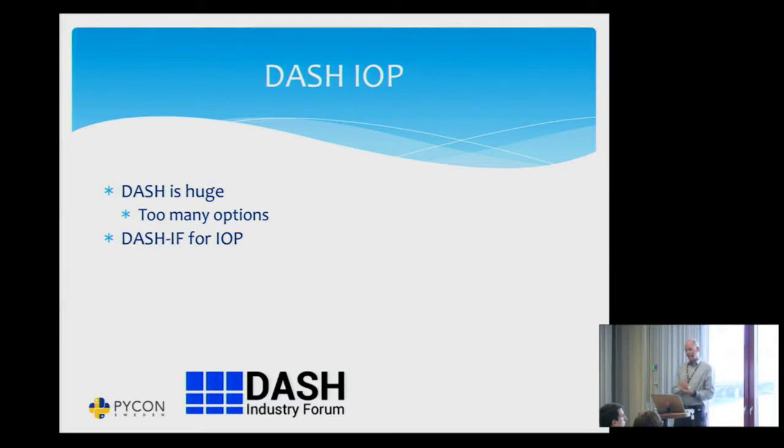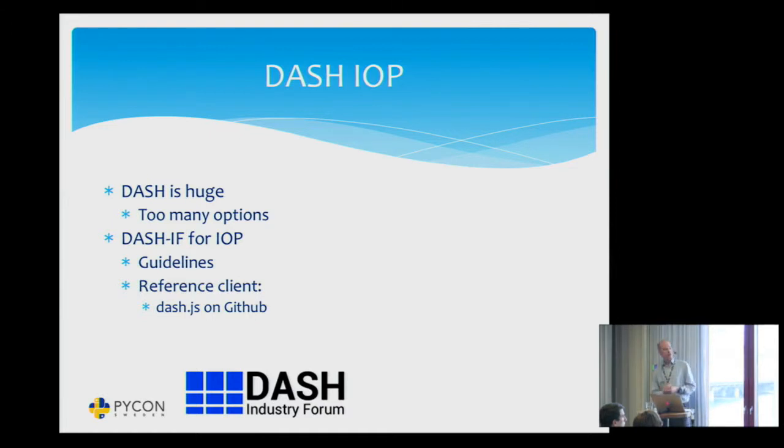And for that, there is a new organization called the Dash Industry Forum. And we are about 60 companies there now, or something like that, including Google and Microsoft, and Akamai, Adobe, and a lot of other companies. And this Industry Forum is producing guidelines, a JavaScript client called Dash.js, which is a reference client on GitHub as open source, and also test vectors, which is special content prepared for video on demand and live.